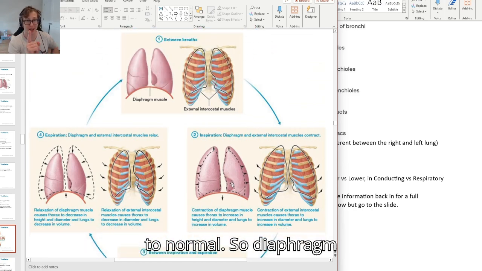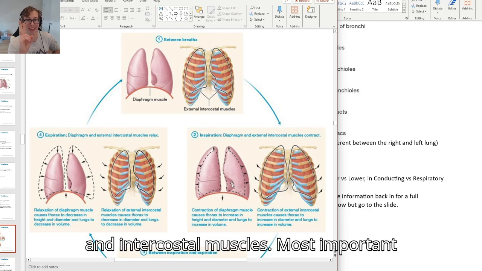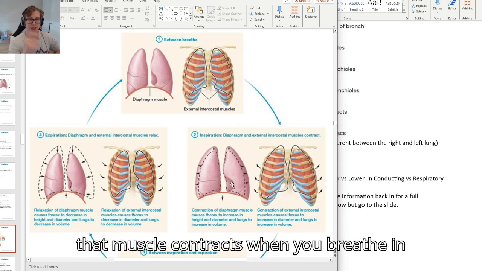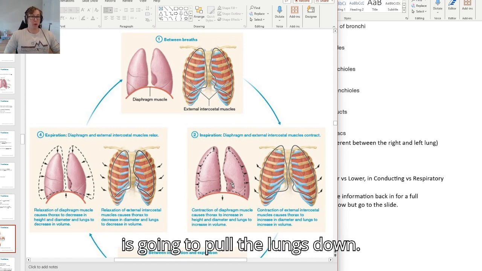So, diaphragm and intercostal muscles. Most important one is the diaphragm. When you breathe, that muscle contracts. When you breathe in, it is going to pull the lungs down.